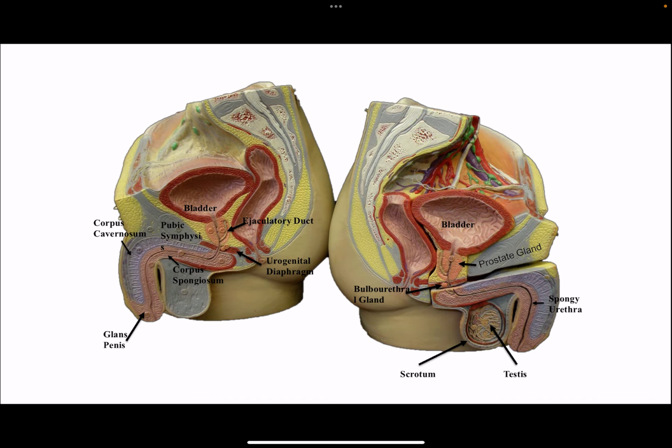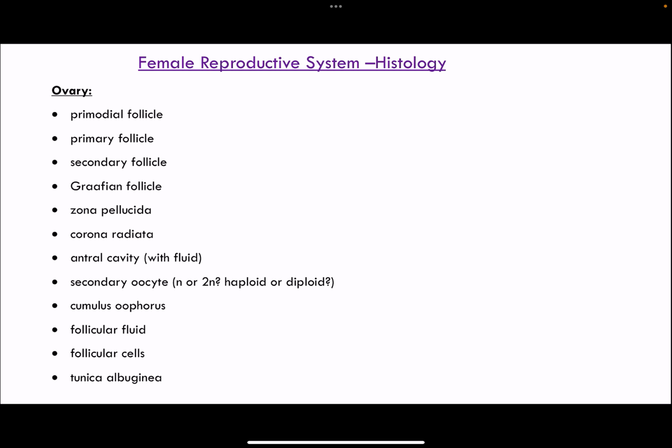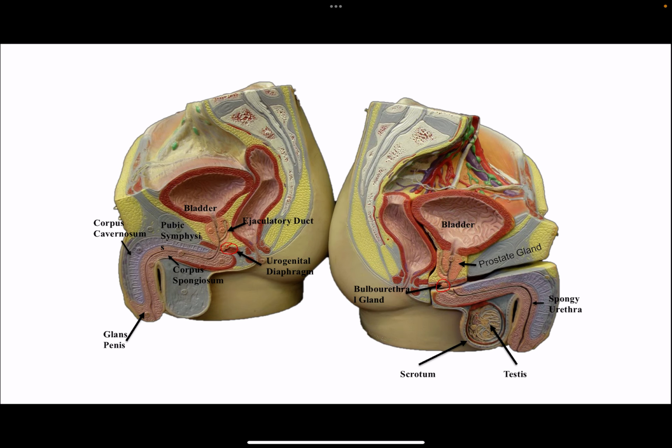So you can see bulbourethral gland here also here. That's for male reproductive structure. If you have any questions, please let me know.